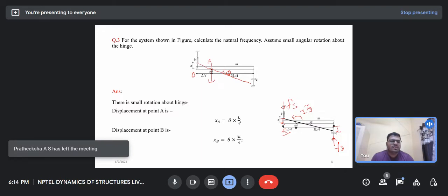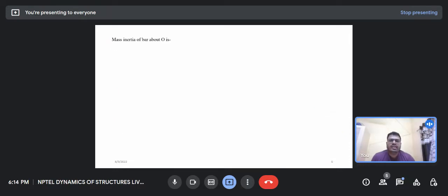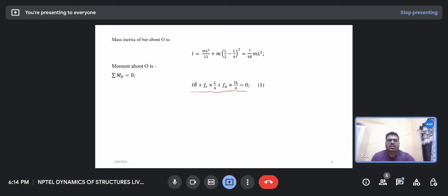Okay, now you have to take the moment. What is the moment about the hinge? I theta double dot plus Fd into 3L by 4 plus Fs into L by 4 is equal to 0. All the moments are in the counterclockwise direction. So we have calculated the mass inertia of the bar, and the moment about O is I theta double dot, Fs into L by 4, Fd into 3L by 4, and the mass inertia has the value 7 by 48, this one.